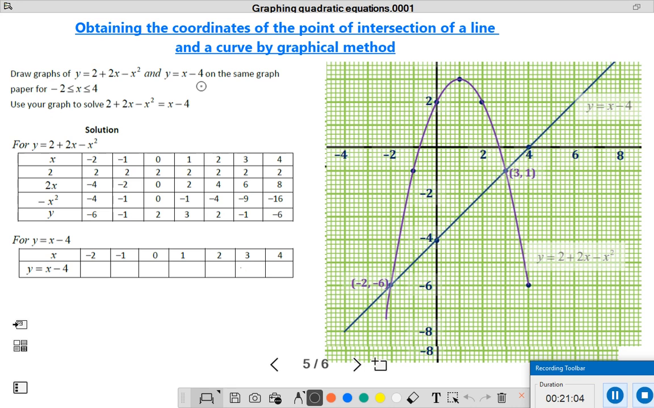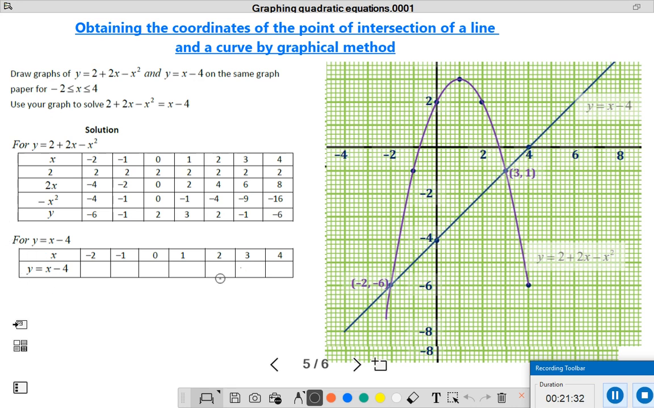Where they meet, you read the x values. Those will be the solutions for the two. One a curve, one a straight line. Now look at this question here. Draw a graph of y. If you remember, we did this one already. Only that we have a y equal to x minus 4 on the same graph. So you must find the values of y equal to x minus 4.